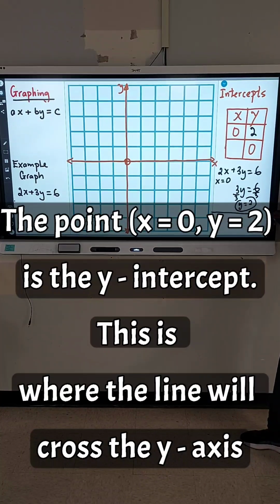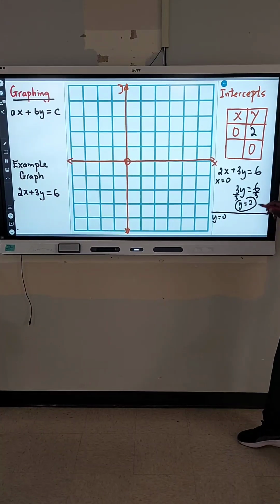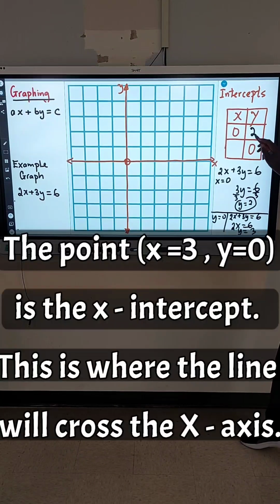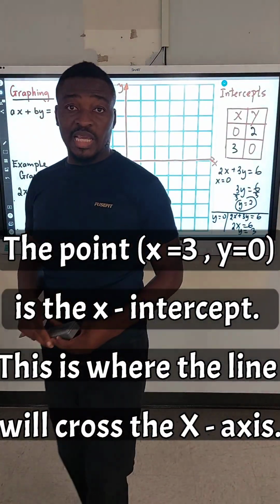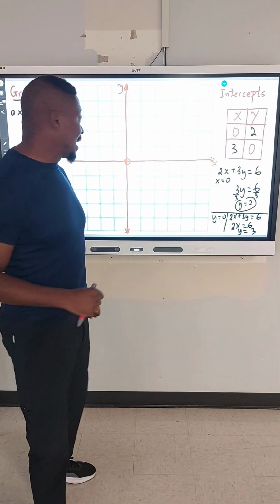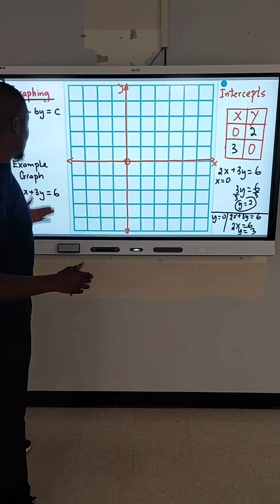Okay, now how about when y equals 0? If y is 0, then we only have 2x equals 6, and that gives us x equals 3. So, when y is 0, x is 3. These are the only 2 points that we need. Those points are called the intercepts. We will use those intercepts to get the line drawn, or to sketch or graph this equation.